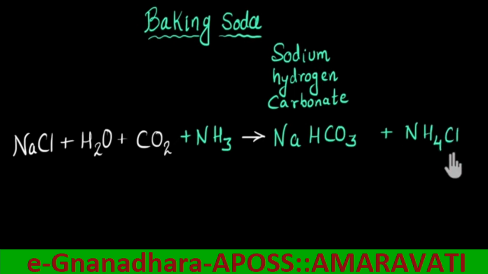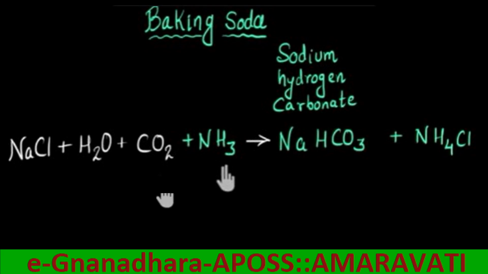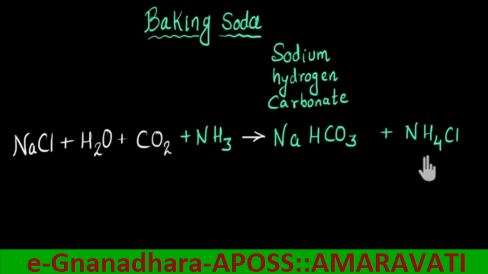So to make baking soda, I need 4 ingredients: sodium chloride, water, carbon dioxide, and ammonia. Don't forget this one. I usually forget this one, okay? Don't make this mistake. So we need 4 reactants and then I'll get baking soda or sodium hydrogen carbonate. And along with this, one more product is getting formed, ammonium chloride.